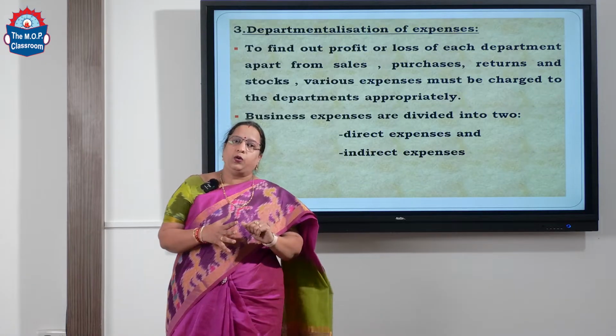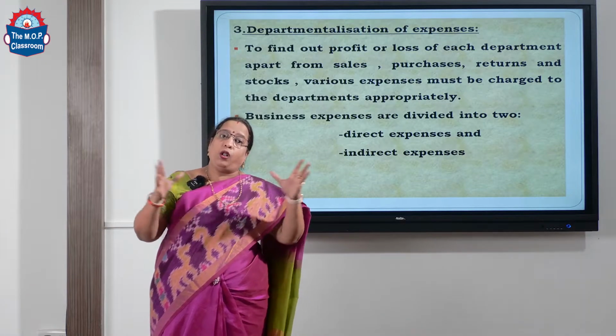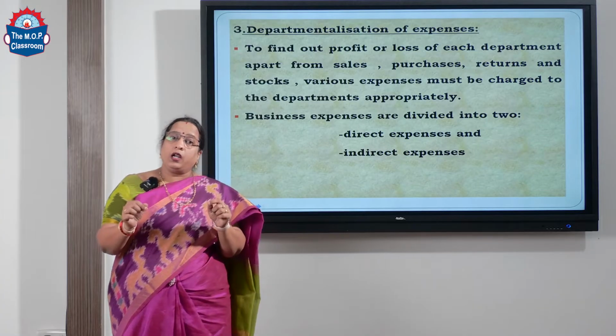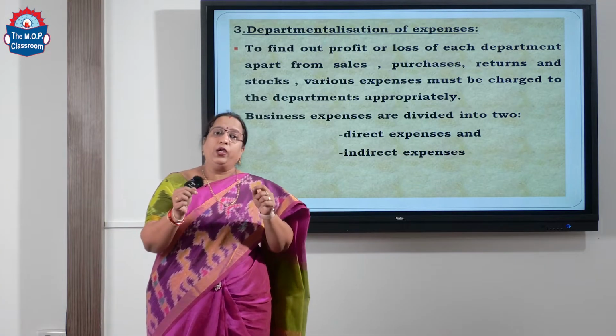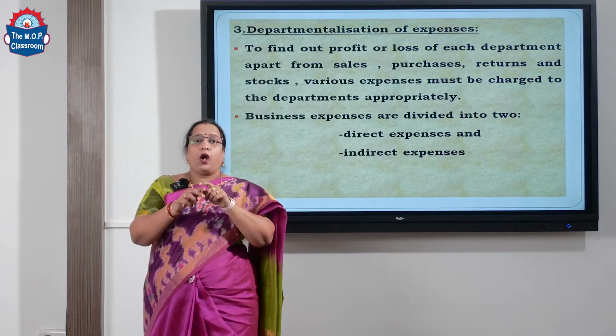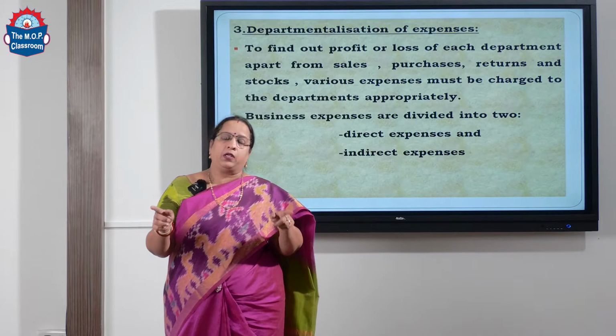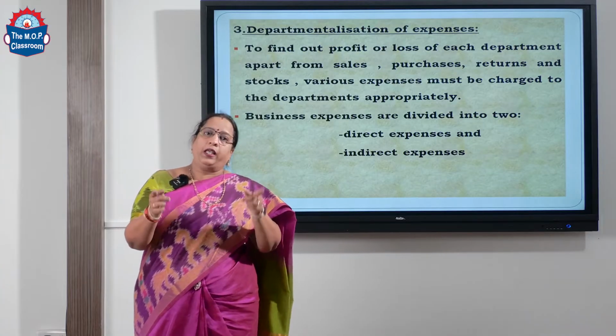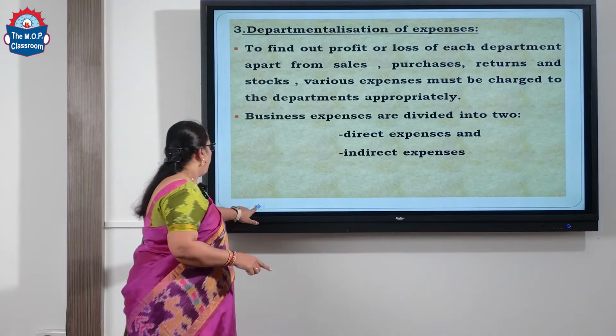Indirect expenses are those expenses which are allocated to all the departments throughout. So here comes the reason as to why you need a general P&L account. There can be certain expenses which you will not be able to allocate between the departments. So it becomes very, very important that you have a general P&L account.